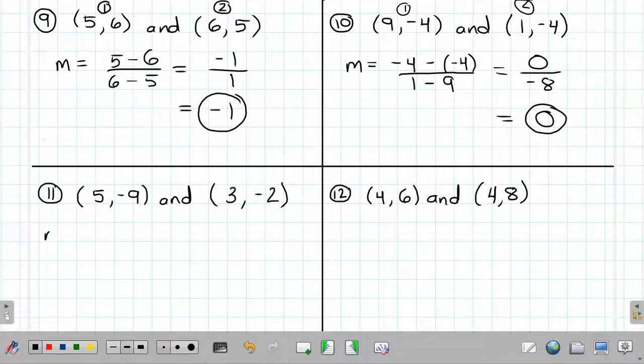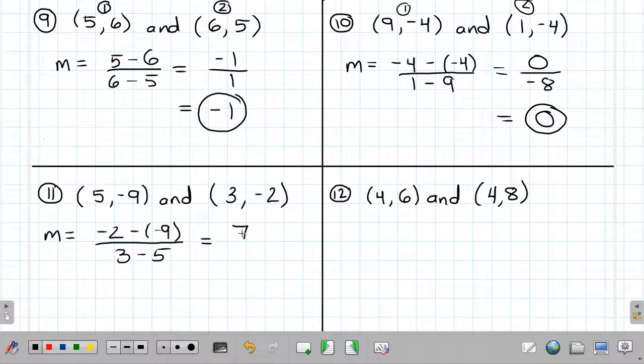Number 11, we're going to have negative 2 minus negative 9 over 3 minus 5. Well, negative 2 minus negative 9, that's actually positive 7. That's kind of a tricky one, I know, okay? But then that's going to be over 3 minus 5, which is negative 2. There's really not much you can do to simplify this, but positive over a negative, the whole thing's going to be a negative. And we can't simplify 7 over 2, so it just stays negative 7 over 2.